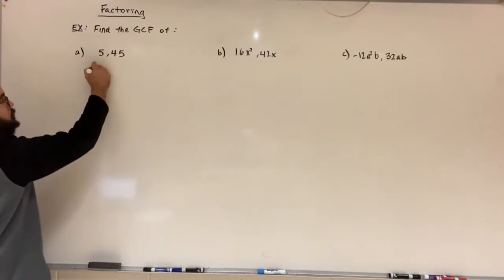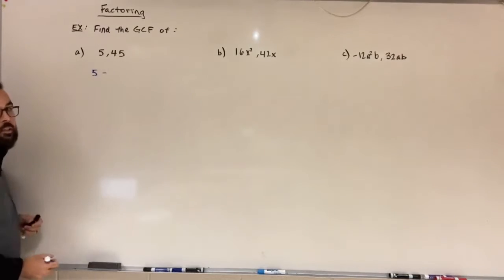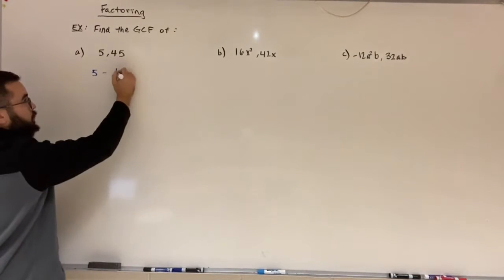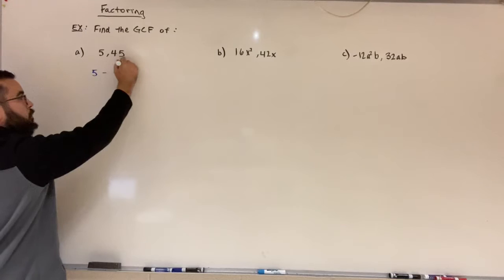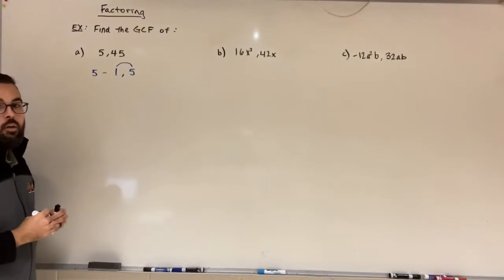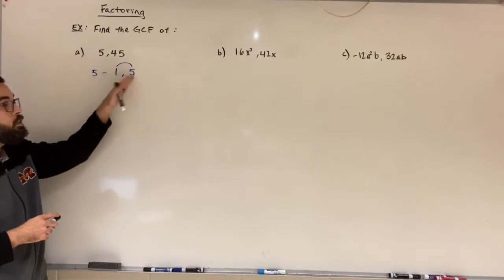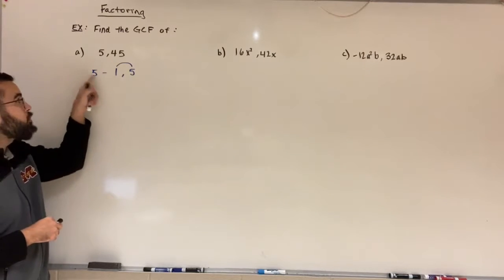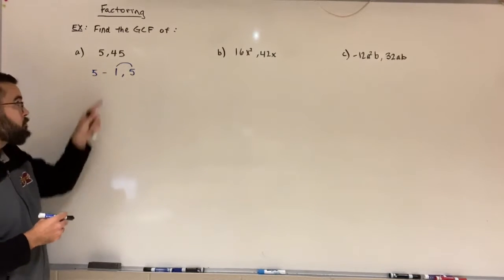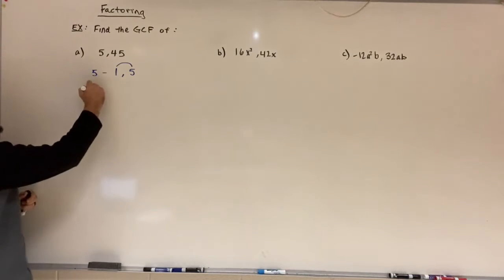So the factor list of 5 is short. It's just 1 and 5. What do we call numbers that have factors of only 1 and itself? We call those prime numbers. And in fact, 5 is prime.